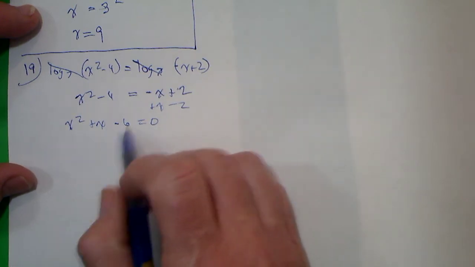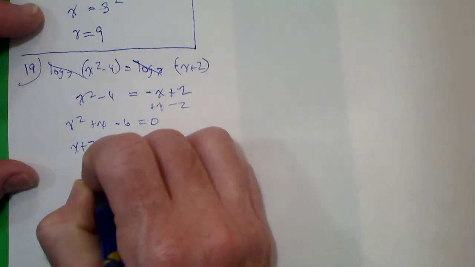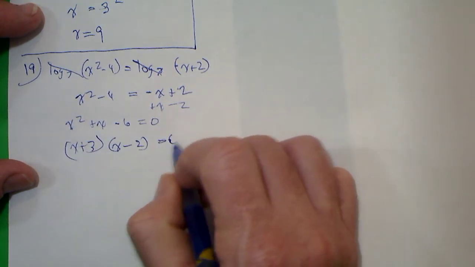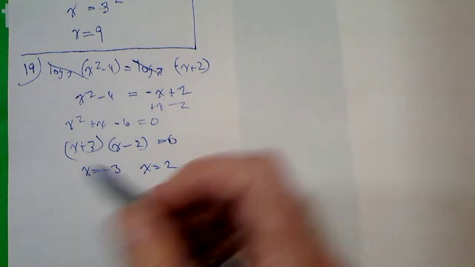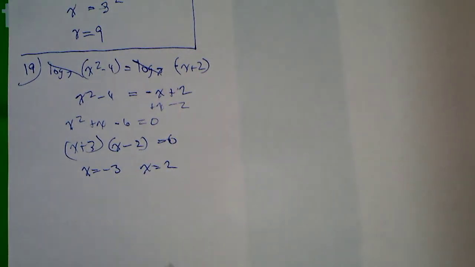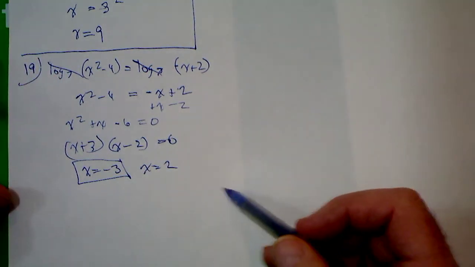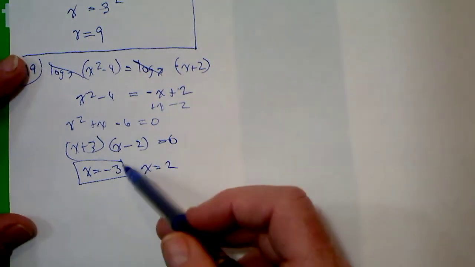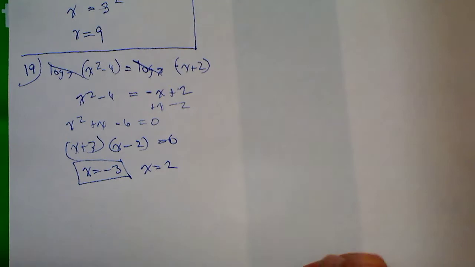So what two things multiply? Positive 3 times negative 2. So x plus 3, x minus 2 equals 0. So x equals negative 3 and x equals 2. Why does the book say that the answer is negative 3 and not 2? You have to check for extraneous solutions. So you go back to the original problem and see, do either of these solutions make these logarithms undoable?